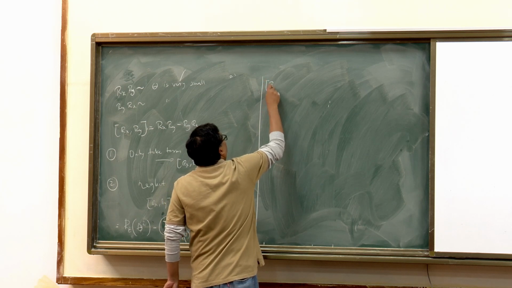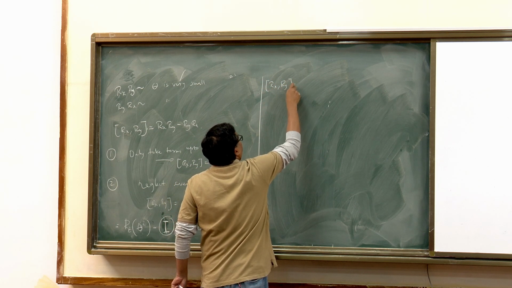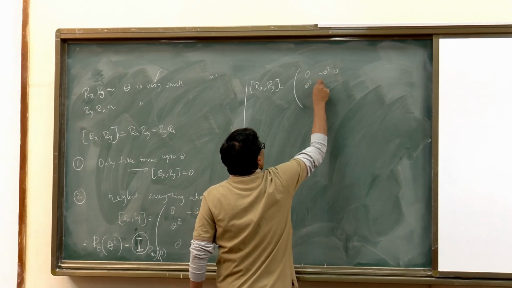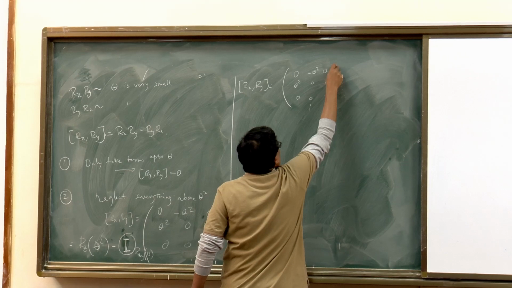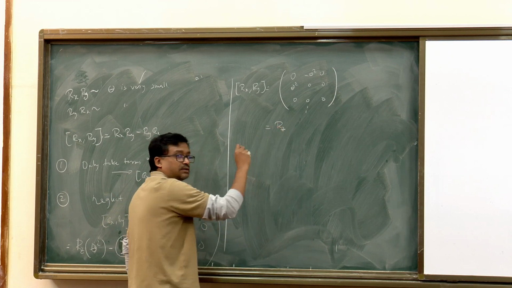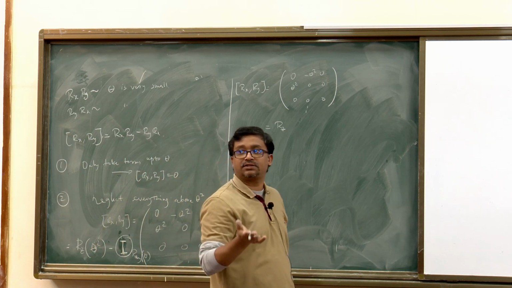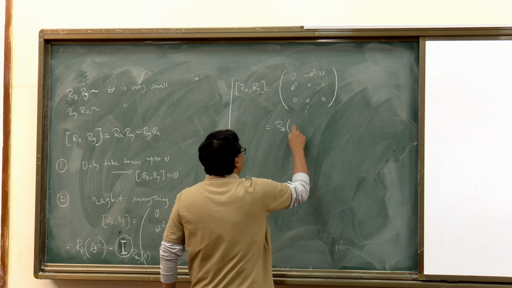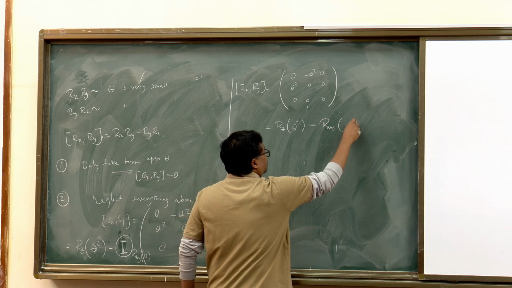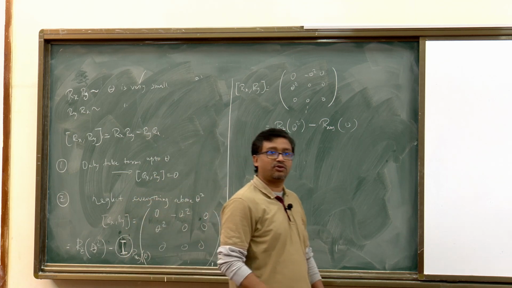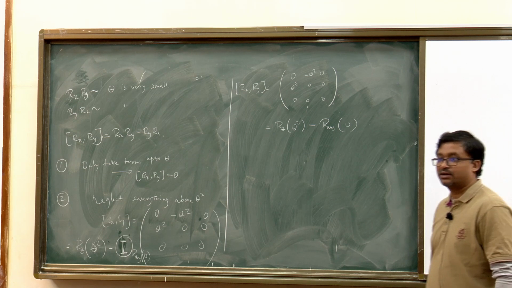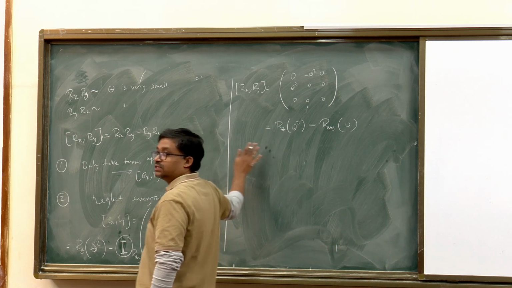So, we computed this commutator, and what you get is 0 minus theta square 0, theta square 0 0, 0 0 0, and we can write it as Rz, where in theta I replace with theta square. So, Rz theta square minus R of 0. Any rotation by 0 degrees means you do not rotate at all. That is an identity operator. Are you clear on this?